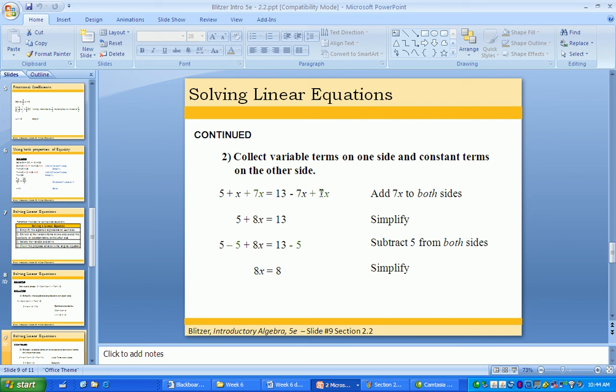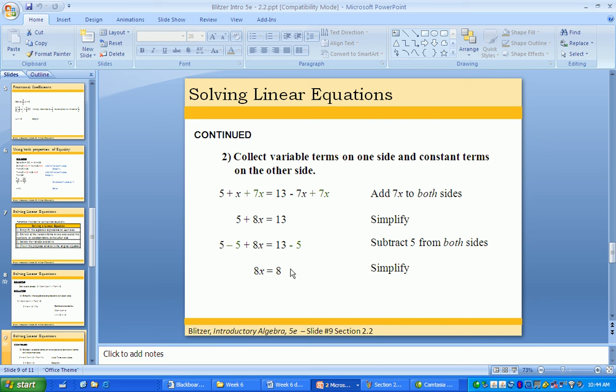Now we move our constant terms from our left to our right. Since this is a plus 5, we've got to subtract 5 there, subtract 5 there. And now we end up with 8x is equal to 8. That's good, because now we have no more terms to combine. We got our variable on our left and our constant on the right.